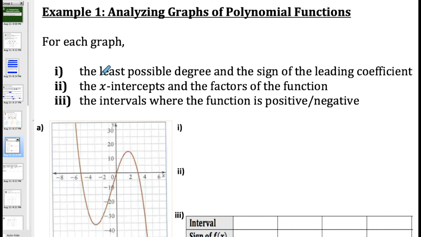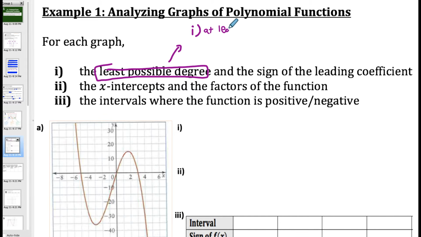We have to think backwards a little bit. To find the least possible degree from a graph, we're going to be analyzing 2 things. The least possible degree has to be at least equal to the sum of the orders of the x-intercepts. So let's make a note here. So least possible degree, we're going to check 2 things.